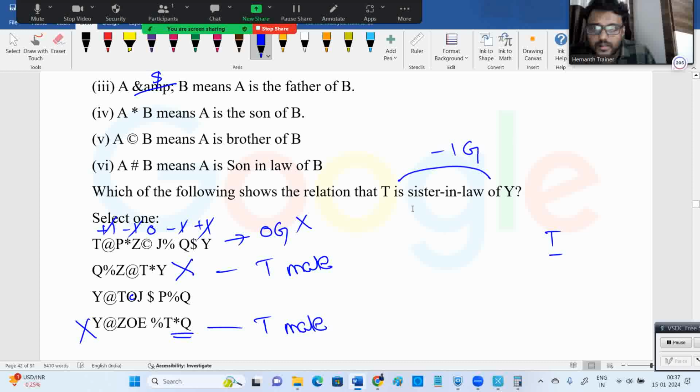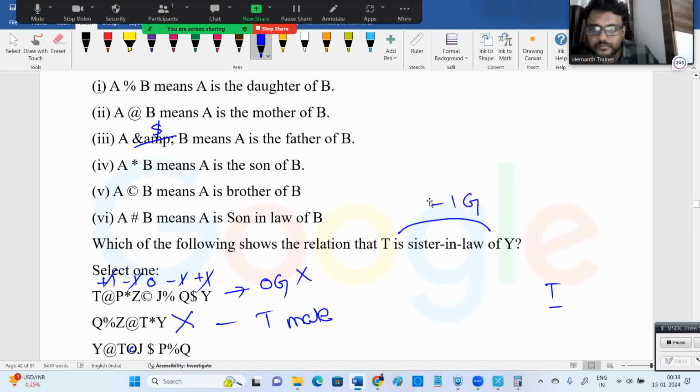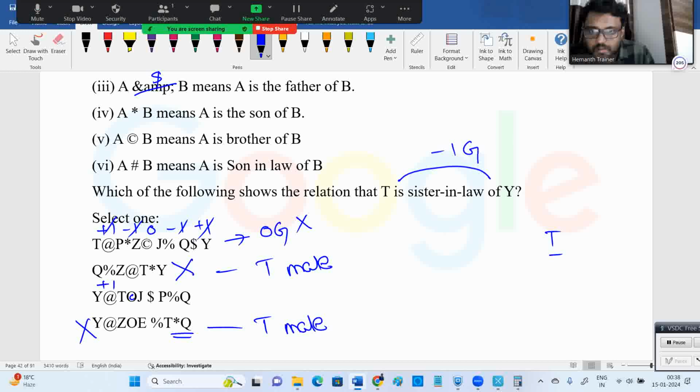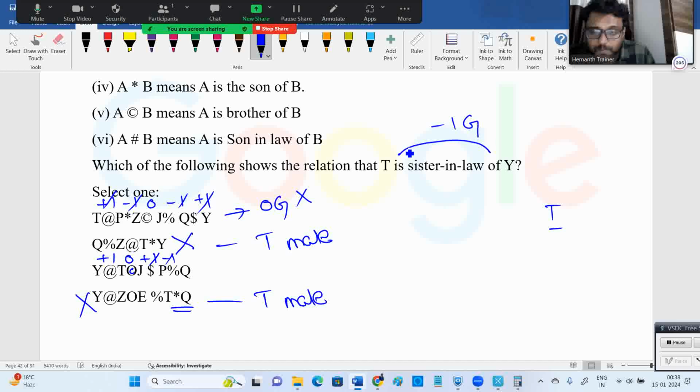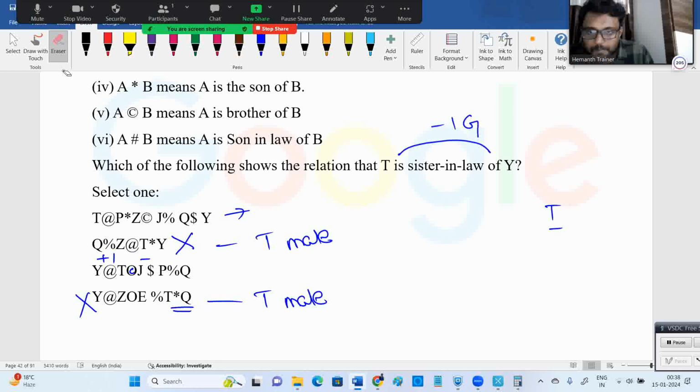Let's see. Y at the rate T. At the rate means mother. Copyright is 0. Dollar means father. Percentage is one generation below, daughter, right? So +1 -1 cancel. I have +1. Yeah, Y to T only, right? So yeah, fine. One moment. I think I went wrong here. One moment. Up to Y. Yeah, first one. Okay, this is anyhow Y to T only. Here it's sufficient. Yeah, Y is one generation above T, or T is one generation below, is correct. This is opted.